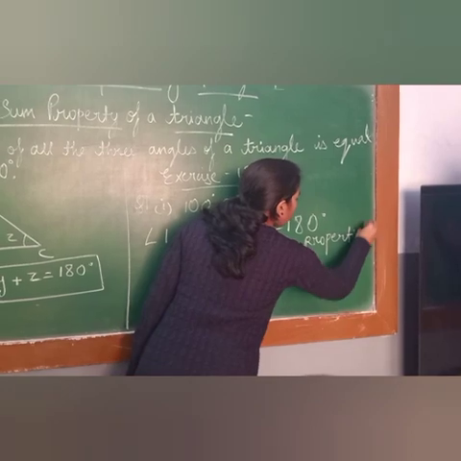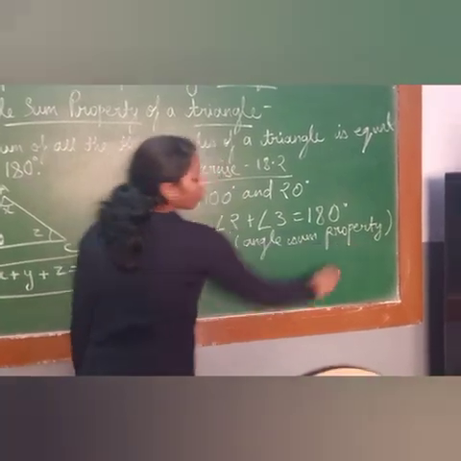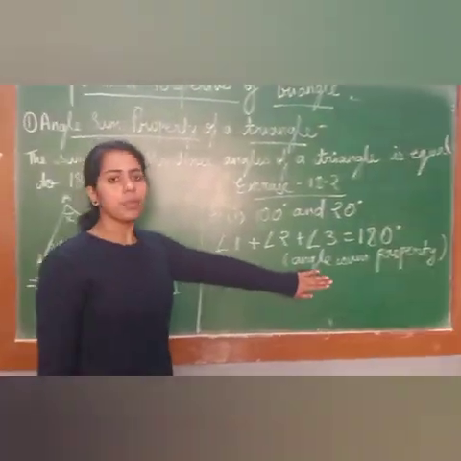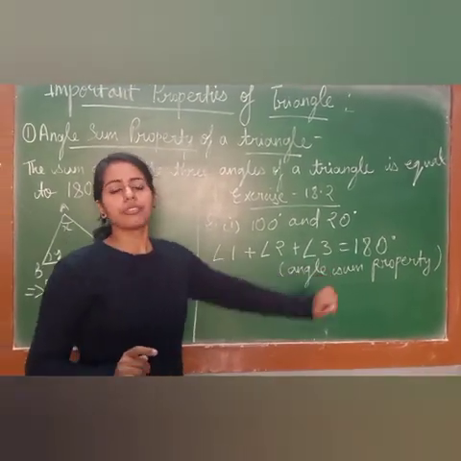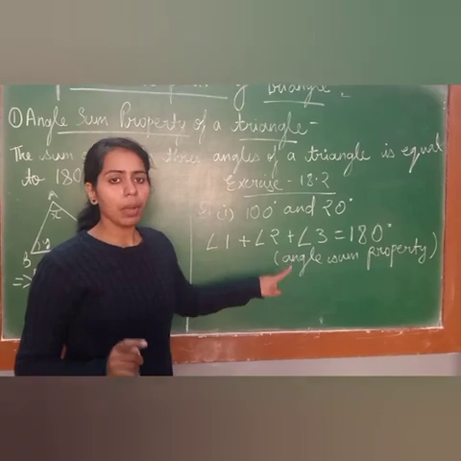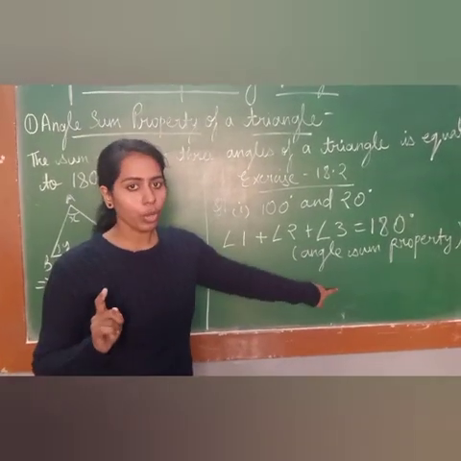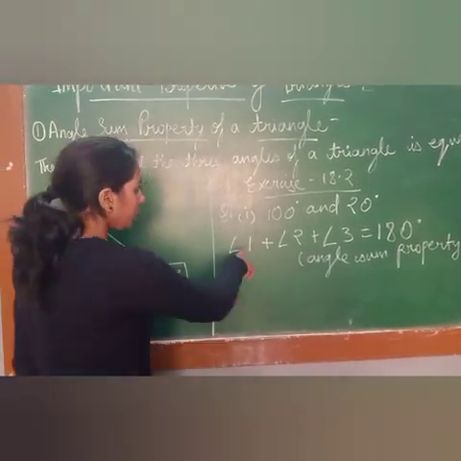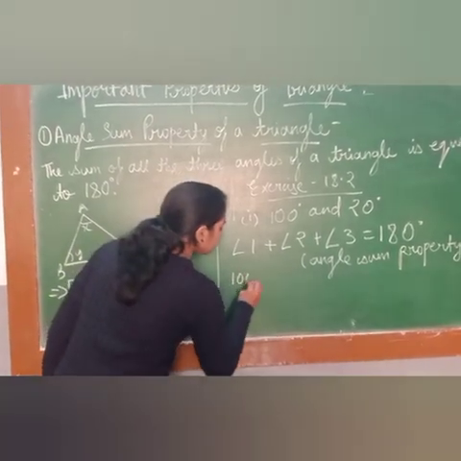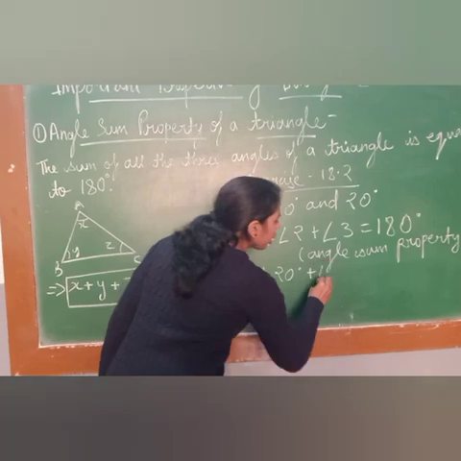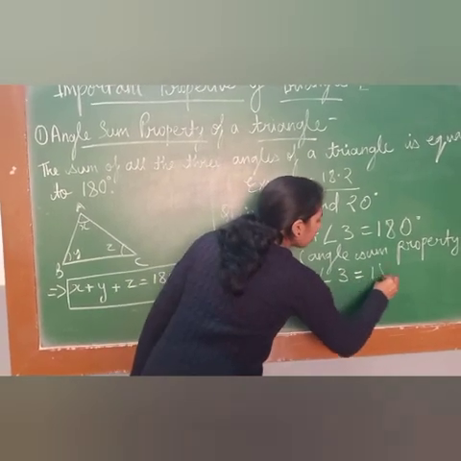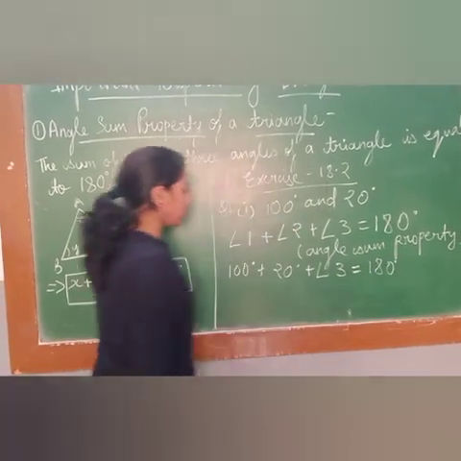Please ensure that you write the property. If you do not write the property in bracket, you will lose your marks. You will lose 1 mark for this. And each and every mark is precious from the examination point of view. So, you know angle 1 is 100 degree, angle 2 is 20 degree, angle 3 you have to find, and it is equal to 180 degree.